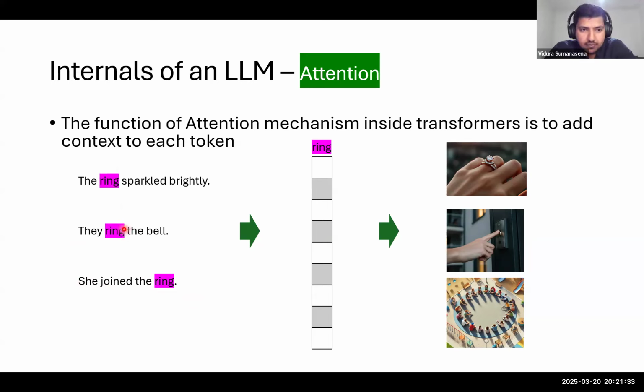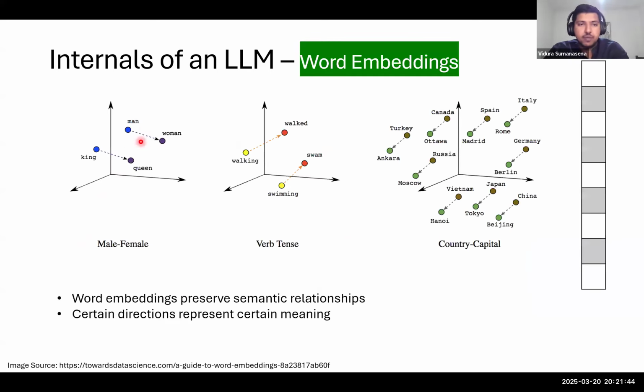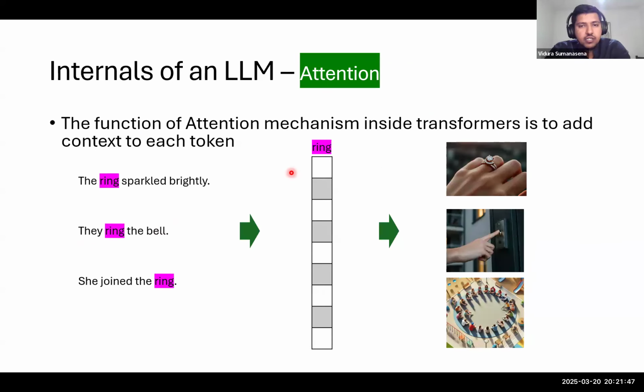In each of these sentences, the word ring will have a certain embedding that is fixed, right? Embedding means the position in this vector space. So each of these ring words will have a single embedding, which is a position in that embedding space. However, the meaning is different. In the first sentence, it is a ring that you wear on your hand. In this case, ring the bell means it's a doorbell. And in this case, it's a circle.